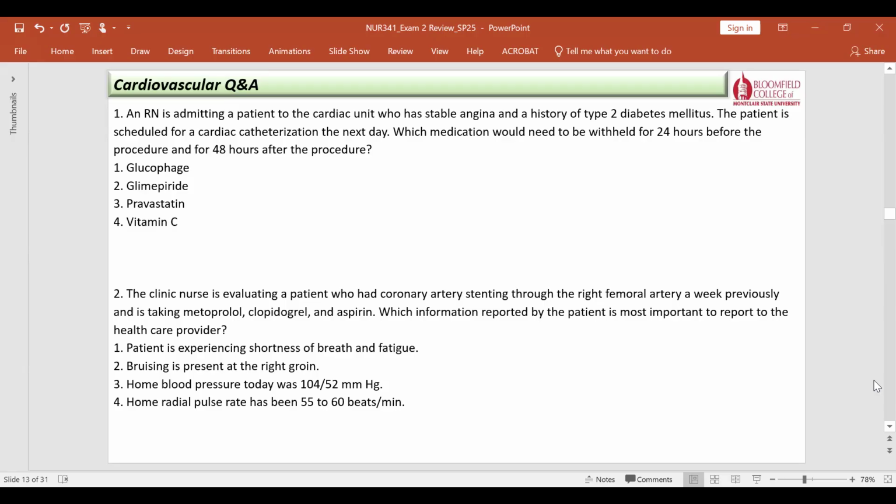So the patient has a stent placed in the coronary arteries, through the right femoral. Because for adults we usually use the femoral artery, and for children we use the brachial, the upper arm. Which information reported by the patient is most important to report to the healthcare provider?